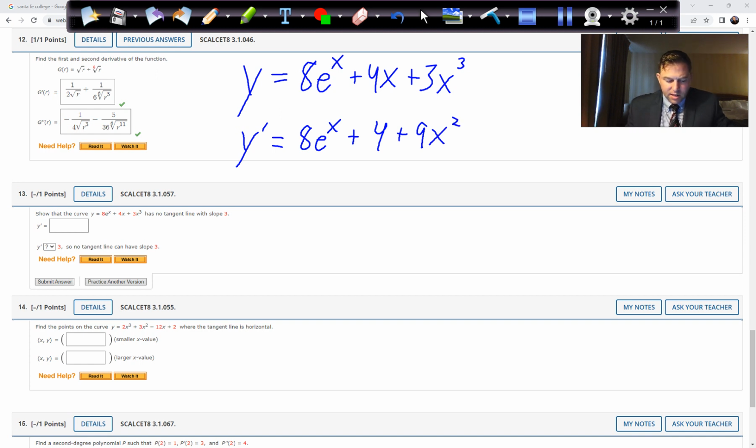Okay, and they're basically saying, let me actually go to Desmos and plot this, and then we'll see why they're saying what they're saying. So basically, this is the derivative, and y prime is always bigger than 3, so you can never have a tangent line that has a slope of 3. Well, let's prove that with the derivative.